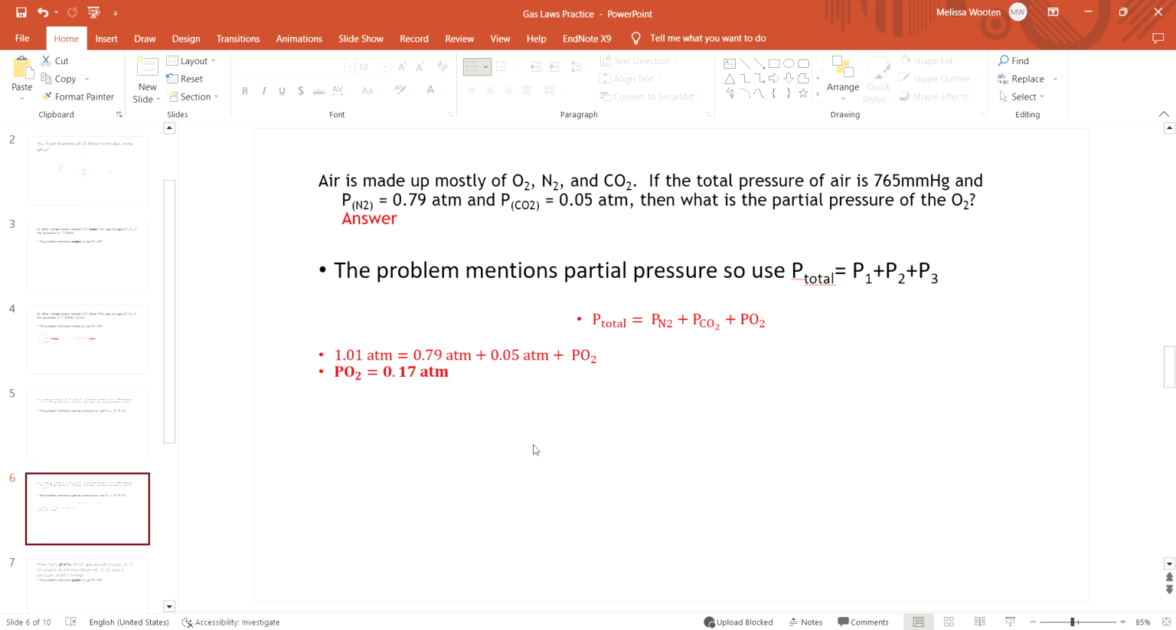Alright, so once you convert that total pressure to ATM, then you're going to be solving for the partial pressure of O2. And so once you convert that and put it into your equation, you should come out with 0.17 ATM for your partial pressure. Okay? You're just going to add these two together and subtract that amount from this side. You should get 0.17.